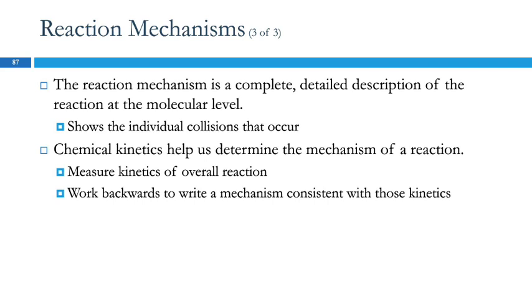So the reaction mechanism, a complete detailed description at the molecular level of what's going on, shows which individual collisions occur. Chemical kinetics help us to determine the mechanism of the reaction. We can measure the kinetics of the overall reaction and then work backwards to write a mechanism that's consistent with those kinetics. Identifying the reaction mechanism for a particular reaction is not a simple matter because you can't just zoom in and see what they're doing, right?